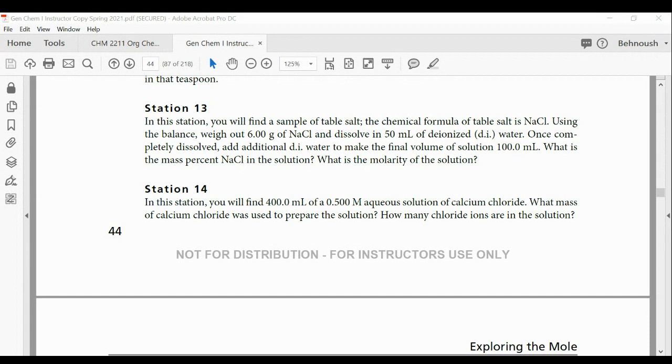Let me finish just part of the 13. Sure, Lilian, I will go over question 14, definitely. So how do you find the molarity of the solution for question number 13?